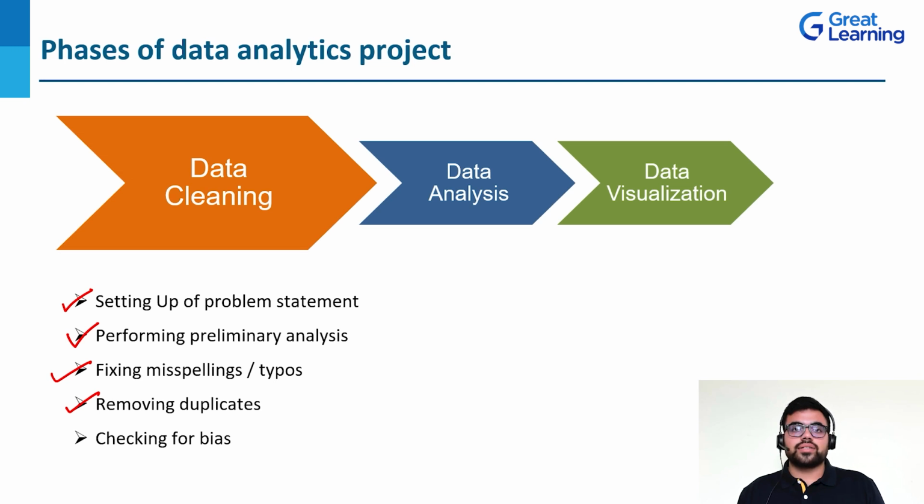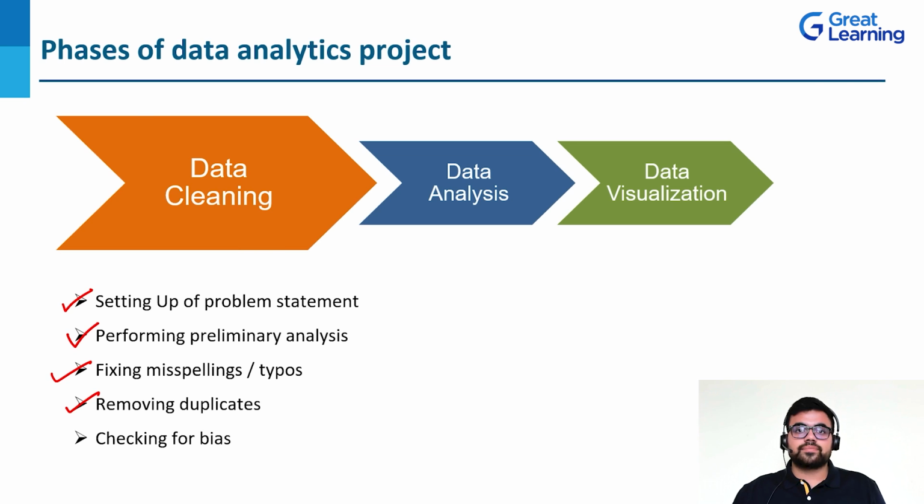Last is checking for bias. Now, what is a bias? For example, let's assume that your data set is derived from a survey conducted by a food company to know how good their food is. So one of the questions in that column was how good was the food? So this statement is inaccurate because it contains the word good, which is biased towards the positive side of the company and would not give them a clear picture of how their product is.